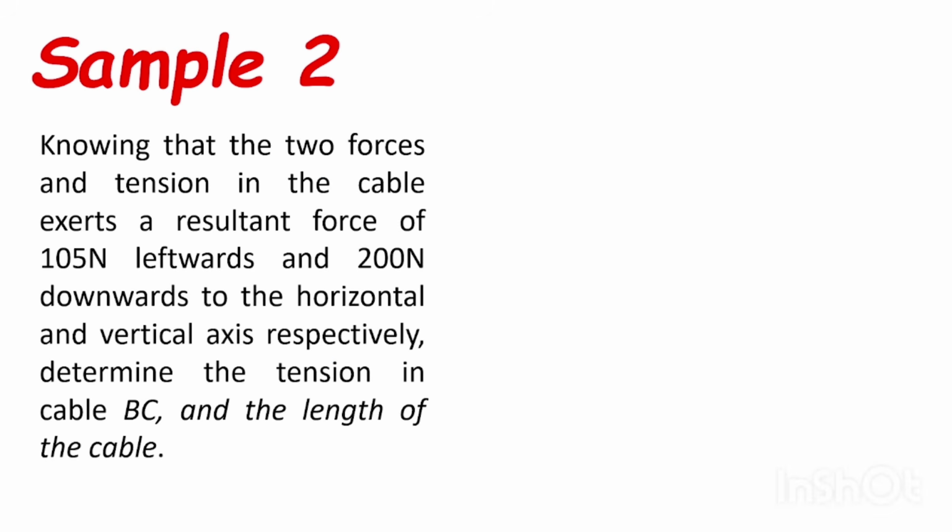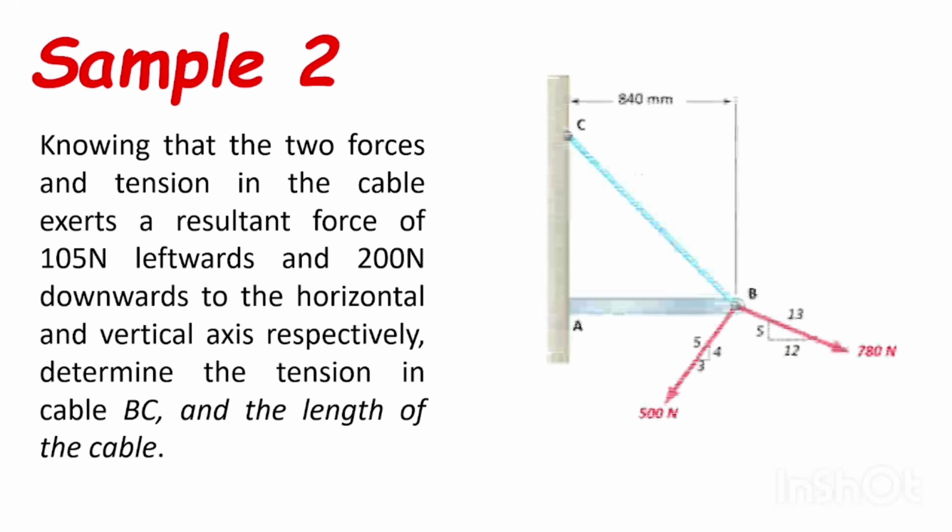So we're going to see another variation of the same question. In this case, we are told that the two forces and the tension in the cable exert a resultant of 105 Newton leftwards and 200 Newton downwards, along the horizontal and vertical axes respectively. We are to determine the tension in the cable BC and the length of the cable. We are given the resultant force and its components, and we are required to look for the tension in the cable.